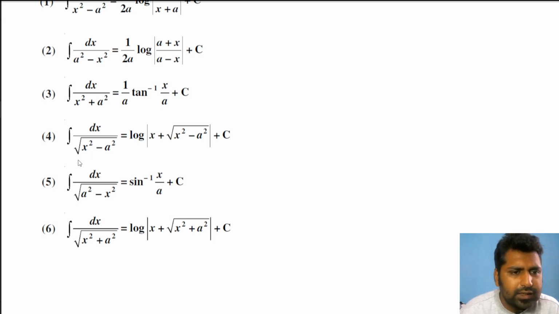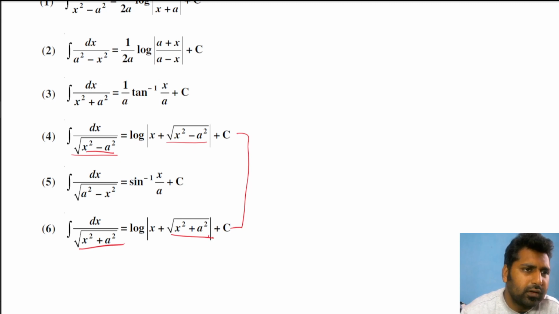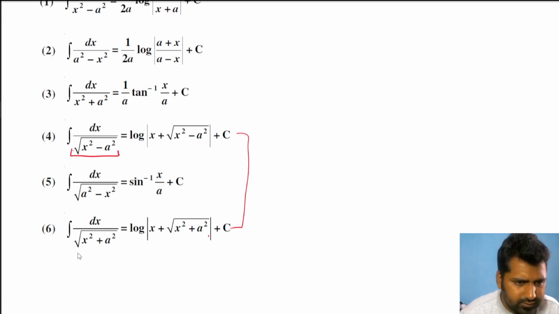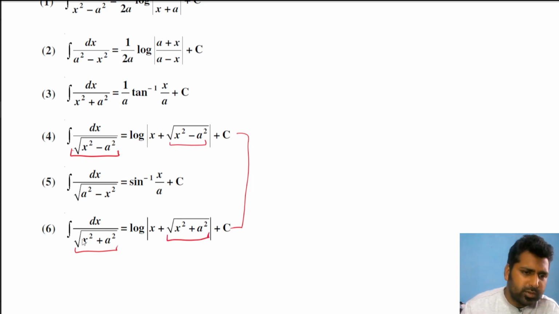And the last two results: what if the square root of x square minus a square and x square plus a square is there? Both of these results are pretty much the same. The answer is log mod x plus square root of whatever is in the denominator, same thing. These results are derived from substitutions. So learn it like this: for the square root of x square plus a square, it is log of x plus whatever is in the denominator. Same for x square minus a square: log of x plus whatever is in the denominator. Pretty much both are the same.